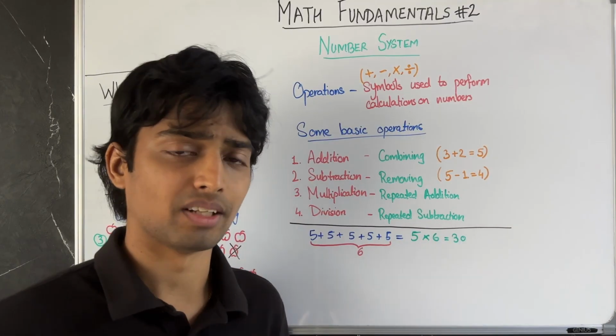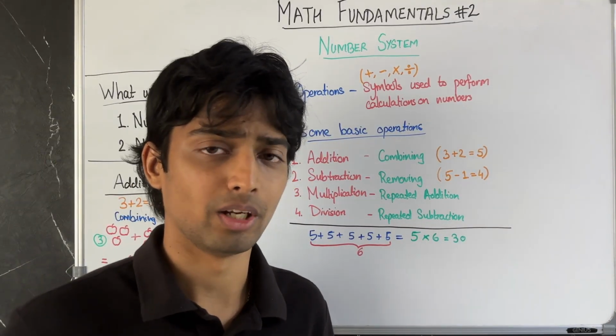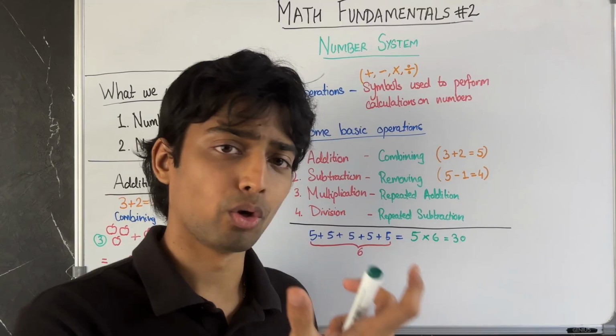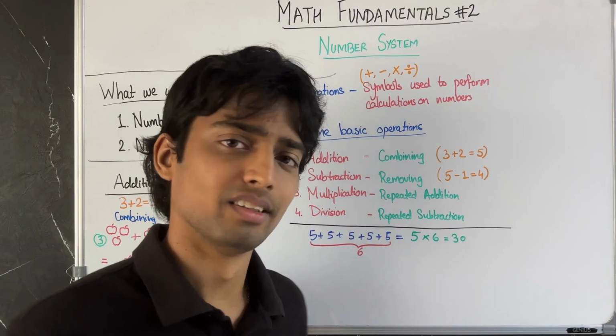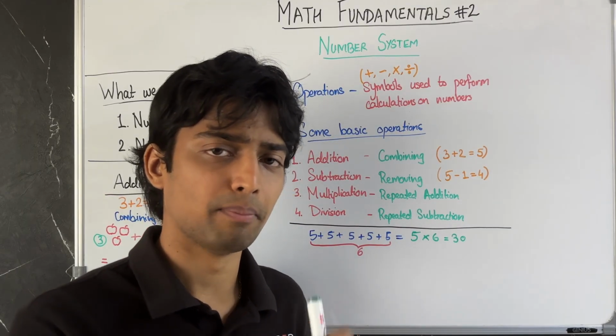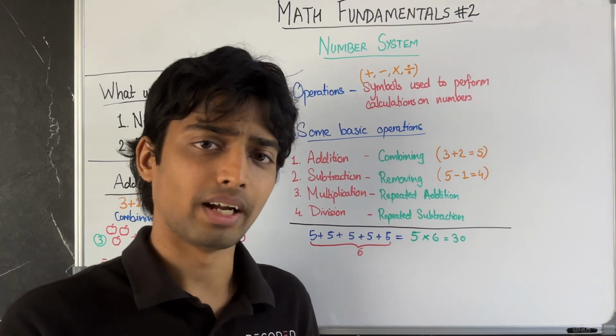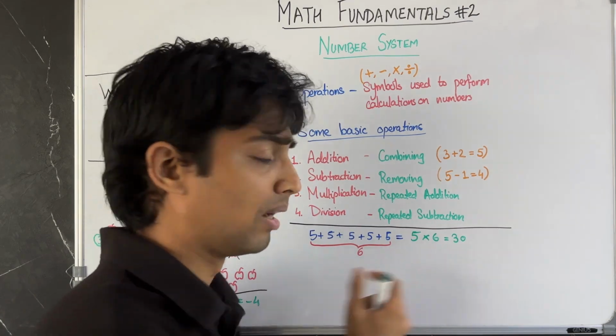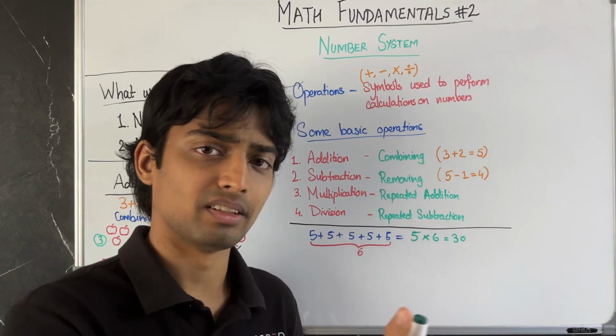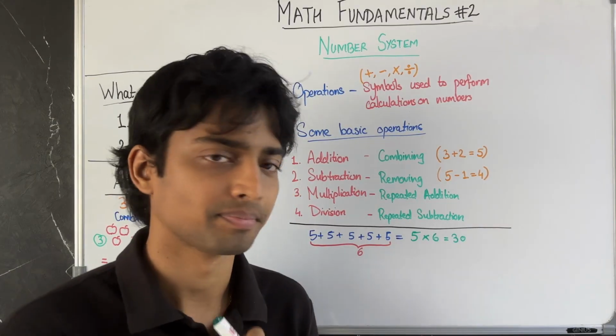I'll give you a real world example. Let's say you have 6 5-rupee coins in your wallet. You want to calculate the total amount. Now one thing is you can just keep on adding it, 5 plus 5 plus 5. Instead of that, to make it easy, you can just multiply. So 5 rupee coins multiplied by 6. So 5 into 6 is 30.